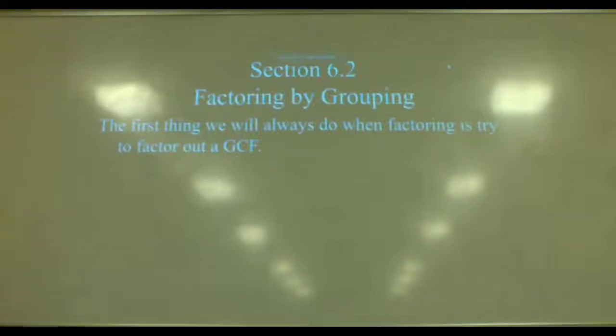And section 6.2 is factoring by grouping. Okay? Factoring by grouping, you can only do if there's an even number of terms, more than 2. So like 4 terms, you could do factoring by grouping. 6 terms, you could be factoring by grouping. We're going to focus on when there's 4 terms.